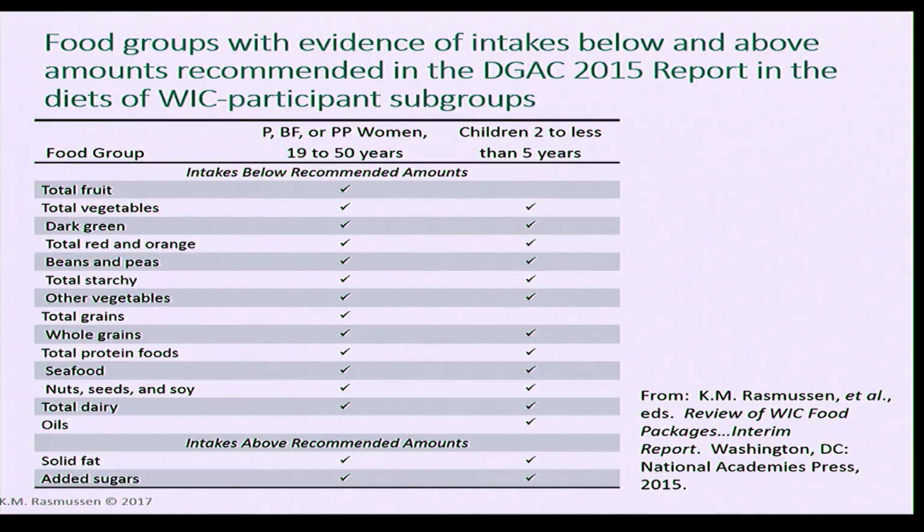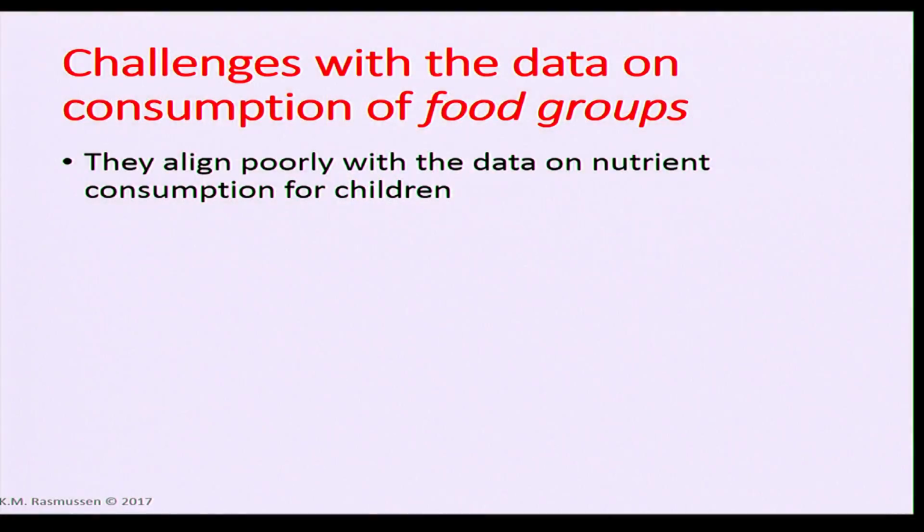But look at this with the kids. They were doing so well. And now on the dietary guidelines, they're doing so not well. So not only do we have a difference between the moms and kids, we have a difference between the kids with respect to the DRIs and the kids with respect to the dietary guidelines. So we can say that when we try to align data on the composition of food groups, it didn't work so well for children.